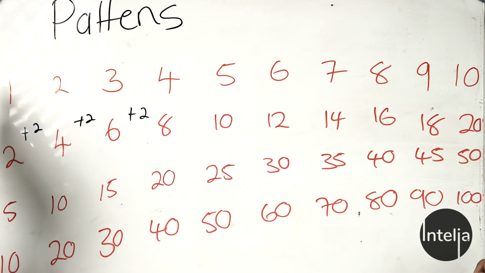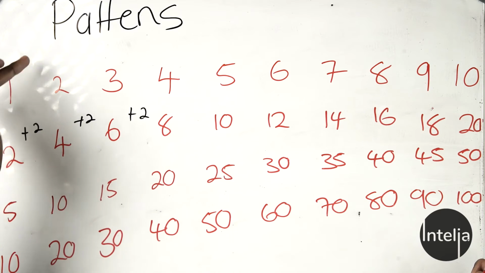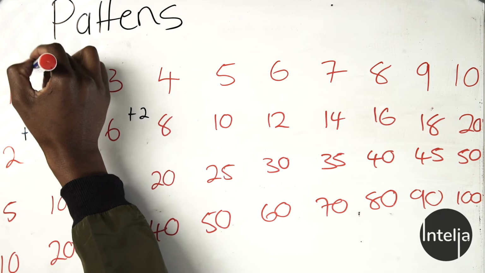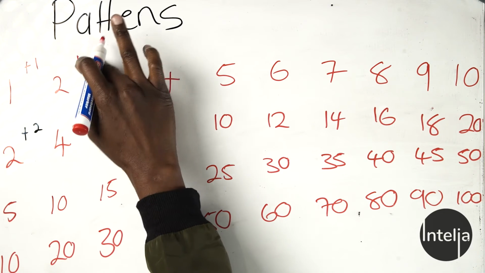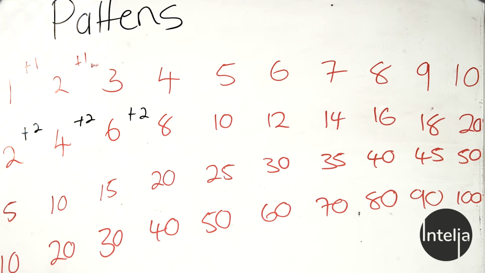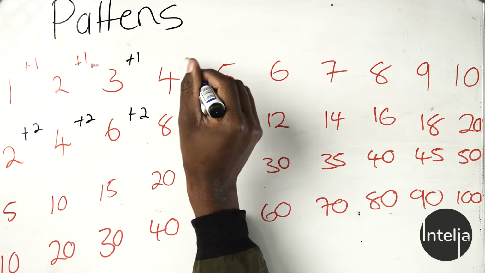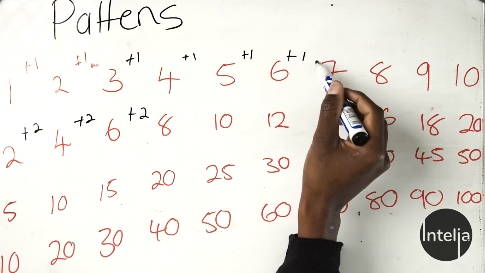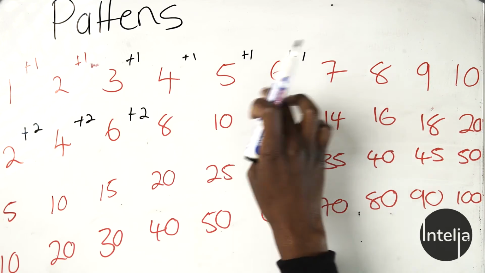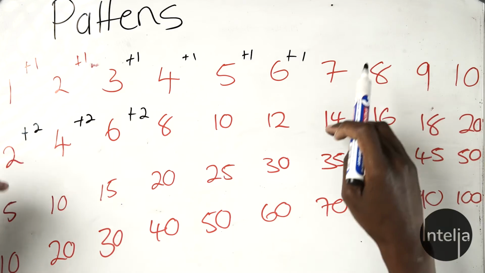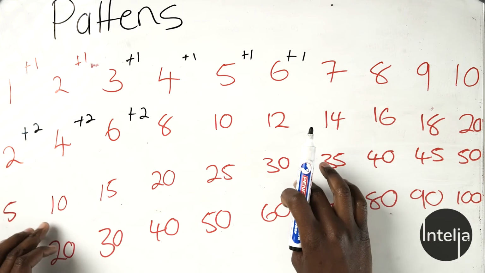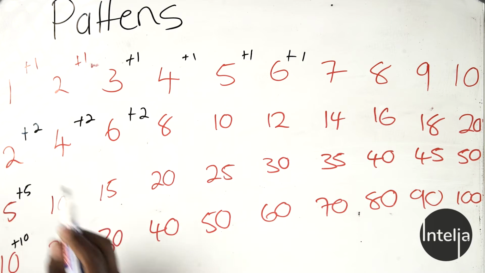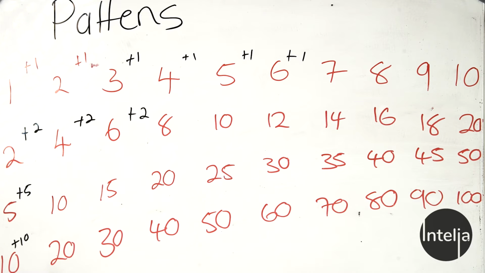You just add, like here, 1 plus 1 is 2, 2 plus 1 is 3, 3 plus 1 is 4, 4 plus 1 is 5, 5 plus 1 is 6, 6 plus 1 is 7. The pattern goes on and on. You just add a 1. Here, you're adding a 2. Here, you are adding a 5. And here, you're adding a 10. So this is how you do patterns with numbers.